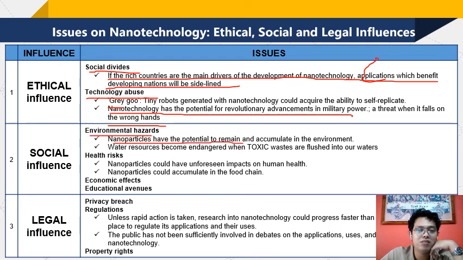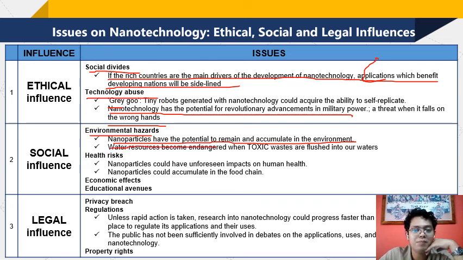Now, on the social influence, we have issues on environmental hazards, no? Nanoparticles have the potential to remain and accumulate in the environment. It's very minute, very small. It's even smaller than a DNA. Its shelf life in the environment would take much longer, so it will be harder to clean up these future pollutants in the environment.